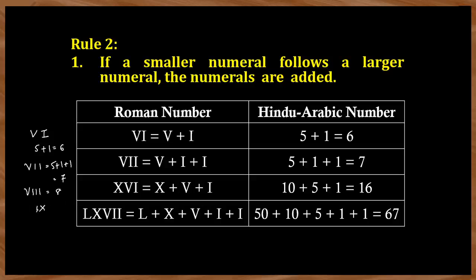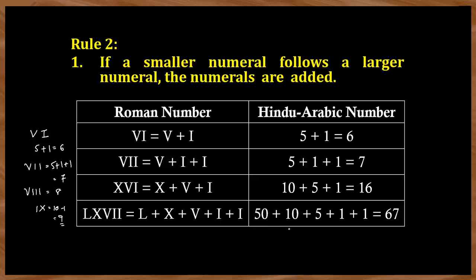So if you write the smaller number to the left of the bigger number, you have to subtract, which is 10 minus 1, which is 9. If a smaller numeral follows a larger numeral, the numerals are added like this. This is 10, this is 6, 10 plus 6, 16. This is L, which means 50, L plus X plus 5 plus 1 plus 1, which is 50 plus 10 plus 5 plus 1 plus 1, which is 65, 66, 67.